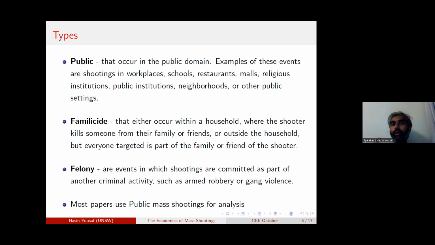Even if their family member doesn't die in that mass shooting, they're still impacted through its effect on their mental well-being. And we're going to see later on that it is in fact true that mass shootings have an effect not only on people directly targeted, but also on other community members that are related to them.